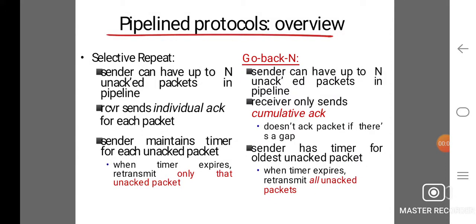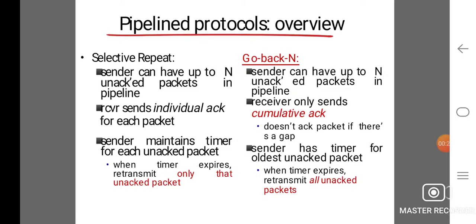Pipeline protocols overview. Selective repeat. The sender can have up to n unacknowledged packets in the pipeline. The receiver sends an individual acknowledgement for each packet. The sender maintains a timer for each unacknowledged packet. When the timer expires, retransmit only that unacknowledged packet.